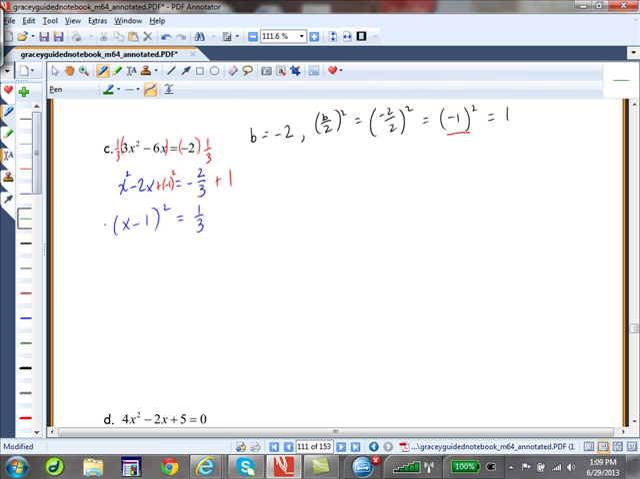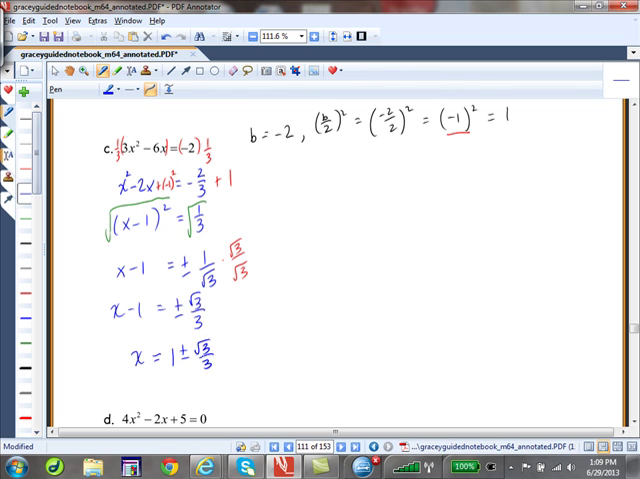Using our square root property, we have x minus 1 is equal to plus or minus 1 over root 3. But we can rationalize that. Your book is going to be looking at rationalized results. So we would get x minus 1 is plus or minus root 3 over 3. Isolating x, we have 1 plus or minus root 3 over 3.